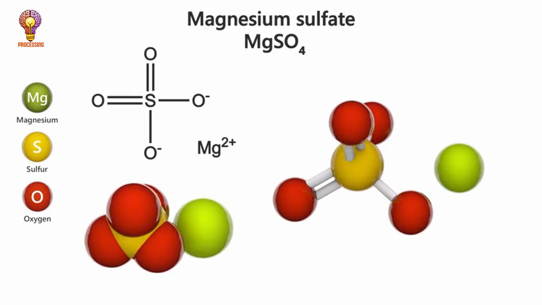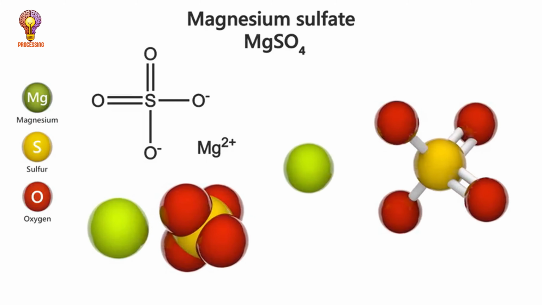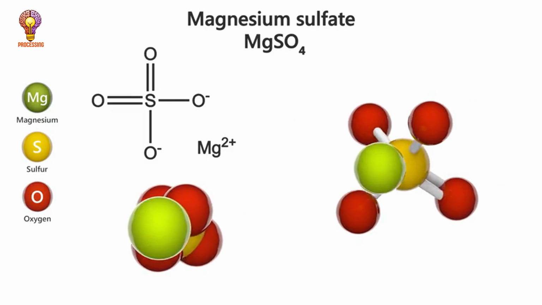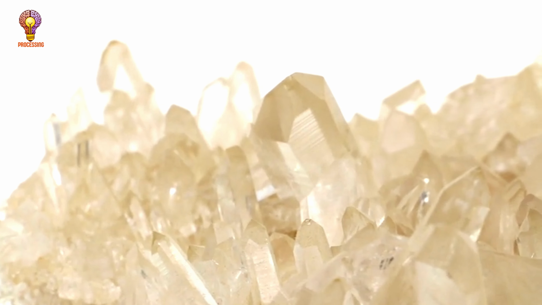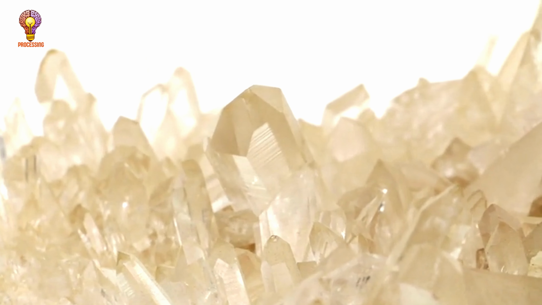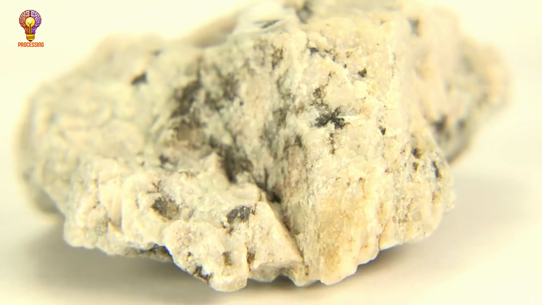Key silicate groups. Tectosilicates, framework silicates. These include quartz and feldspar, which have a three-dimensional framework structure. Quartz is the most abundant mineral on Earth, found in granite, sandstone, and various other rocks. Feldspar is used in ceramics and glass making.